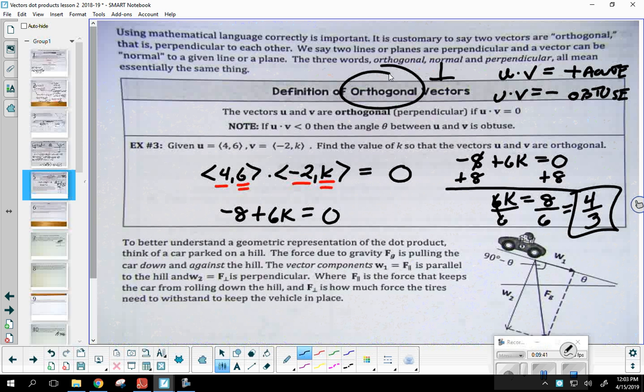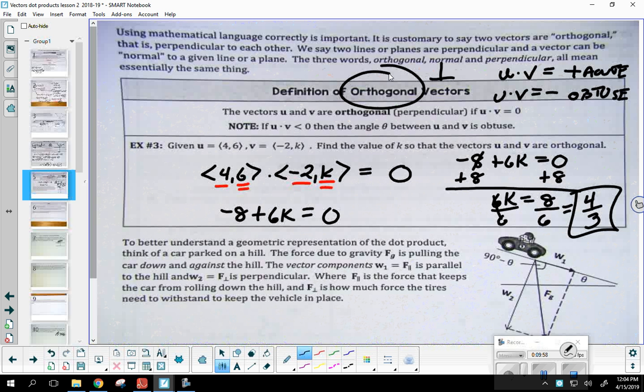Okay. What does orthogonal mean again? It means they form a 90-degree angle. That's exactly right. Questions? Easy, right? Okay. No problems?